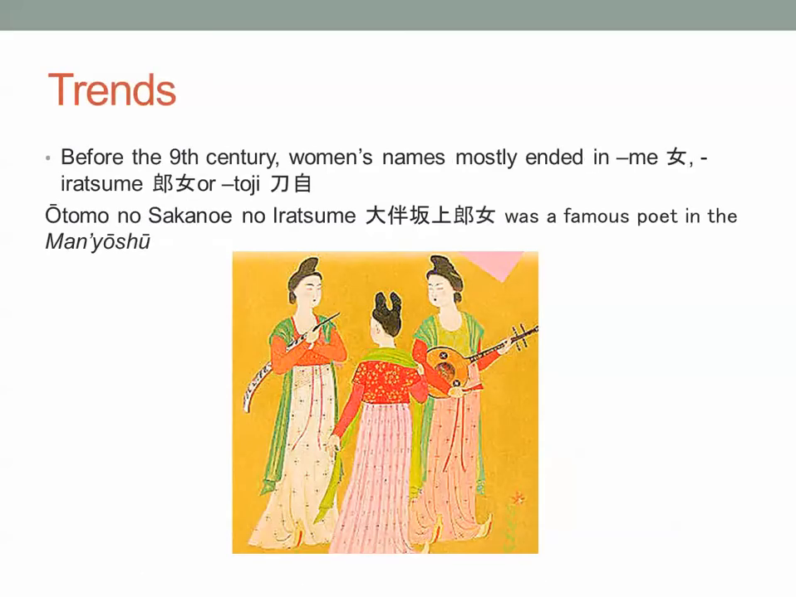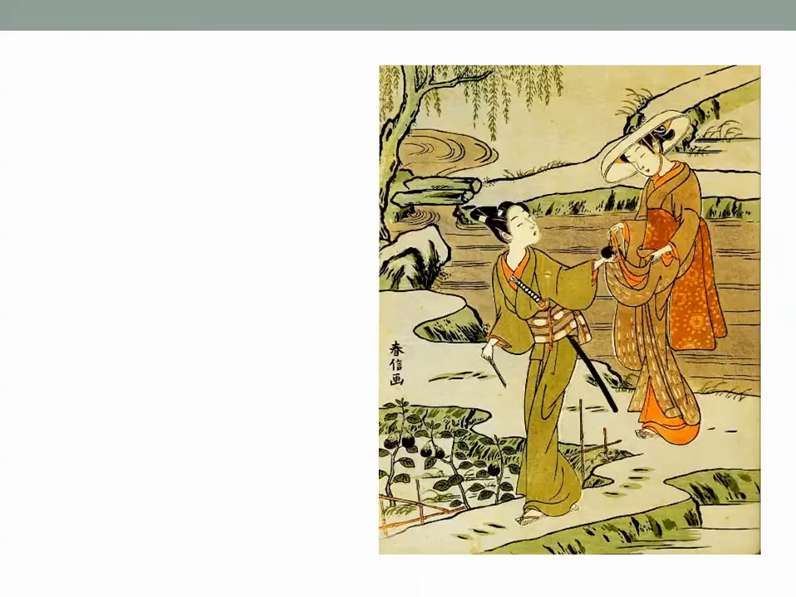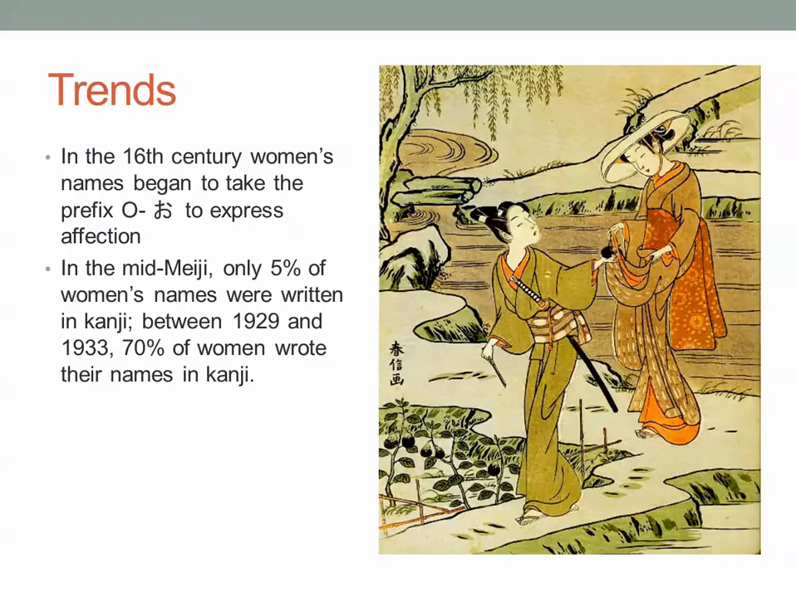How about on the female side? Before the 9th century, women's names mostly ended in me or iratsume or toji. For example, Otomo no Sakanoe no Iratsume was a famous poet, again from the Manyoshu. She's one of the first prominent female poets of Japan. In the 16th century, women's names began to take on the prefix of o to express affection.